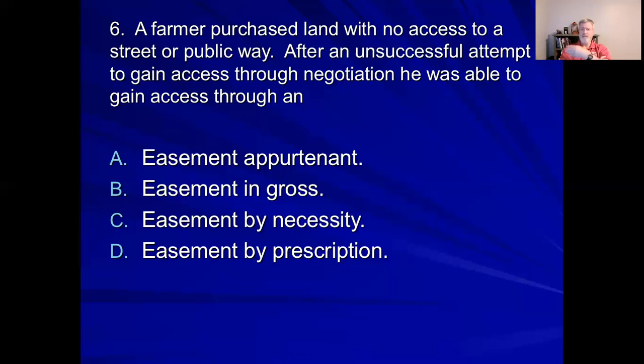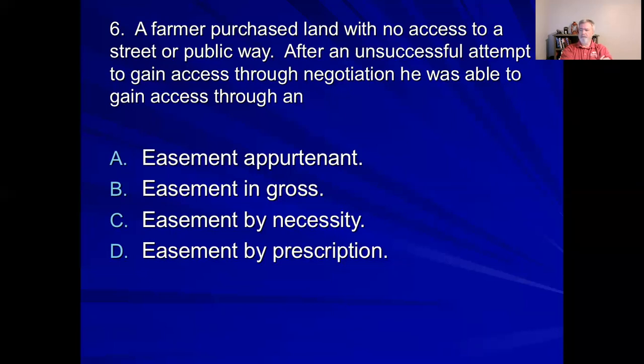Then we'll let the courts decide. And they will decide where this easement is going to go. Now, first of all, make sure you know what an easement is. An easement is the legal right of somebody to be able to cross over somebody else's land for some purpose or for some reason. Okay. So that's what we're looking for here.